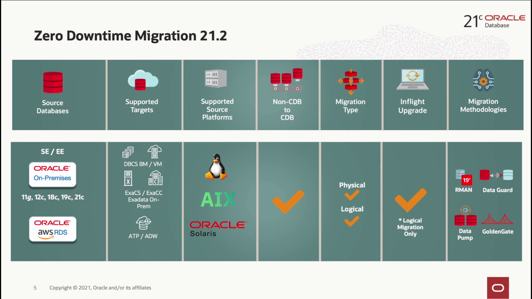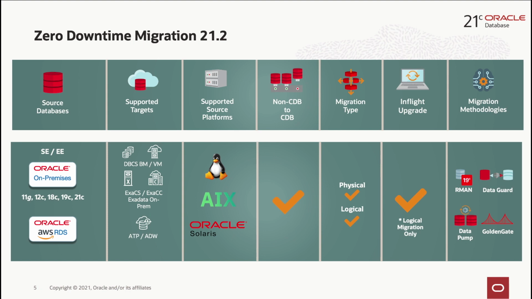The latest release of ZDM is ZDM 21.2, which came this year in August, and it has many features and functionality. Let me start with the basics. First, for source databases, ZDM supports Oracle databases, both Standard Edition and Enterprise Edition, from version 11.2.0.4 onwards, meaning higher versions such as 12, 19, etc. We also support Oracle databases running on AWS RDS that can be migrated to Oracle Cloud.